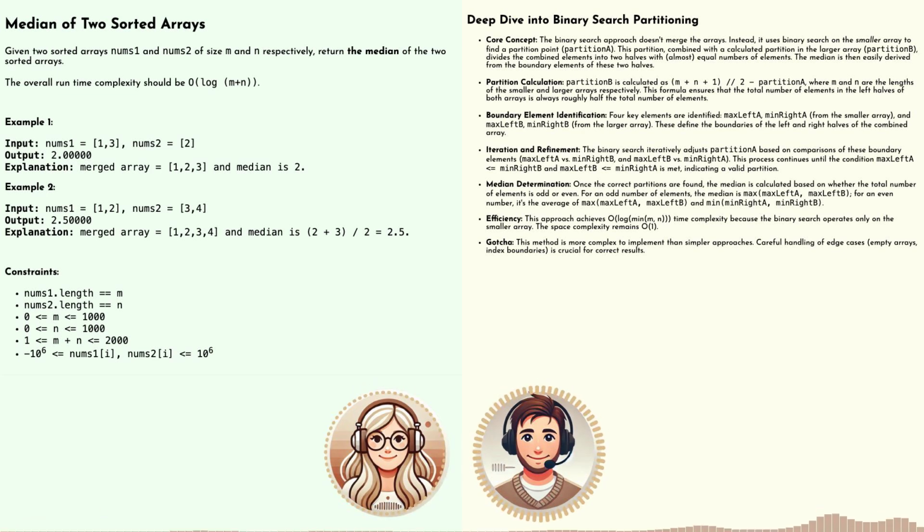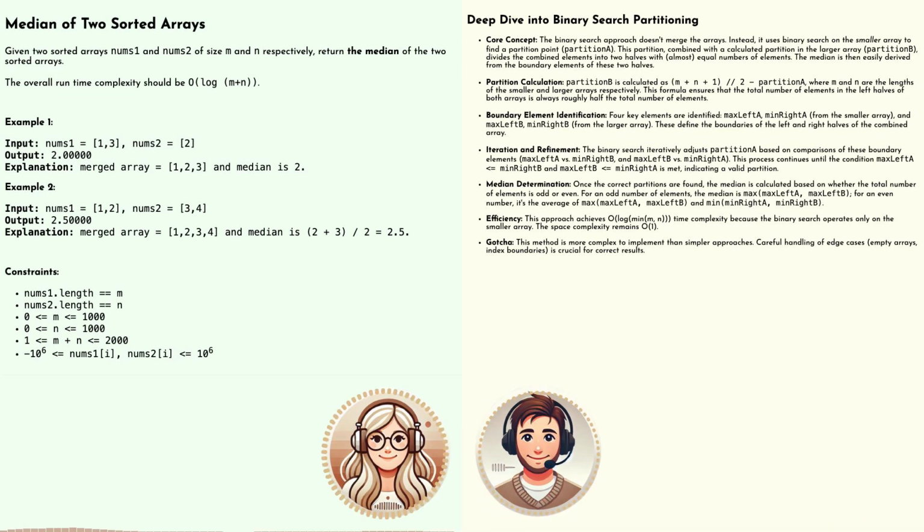So we keep adjusting partition A using binary search, calculating the corresponding partition B, and checking those boundary elements until we find the sweet spot where all the elements on the left are smaller than all the elements on the right. That's the idea. Once we find those correct partitions, we can easily calculate the median. This is starting to click. It's like we're playing a higher or lower guessing game with partition A, using those boundary comparisons to guide our search until we find the right split.